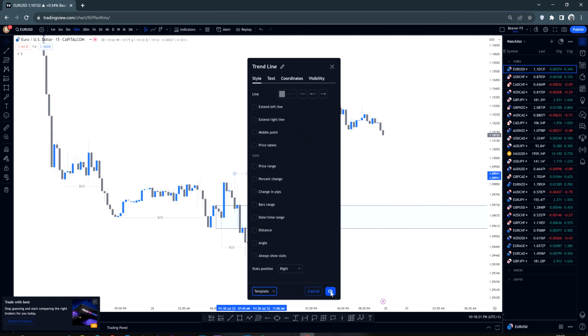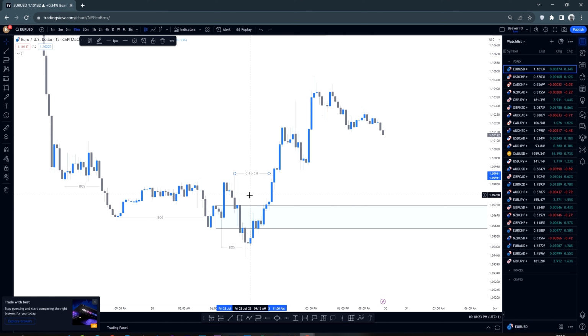Now the change of character, in case you don't know about it, is just like after a series of breaks of highs or lows in whichever direction, the moment there is a break in the opposite direction of the main trend, then we have a change of character before we start having some breaks of structure in the lower time frames. So the minute we have this change of character, we realize we haven't had any candle that actually broke to the downside.